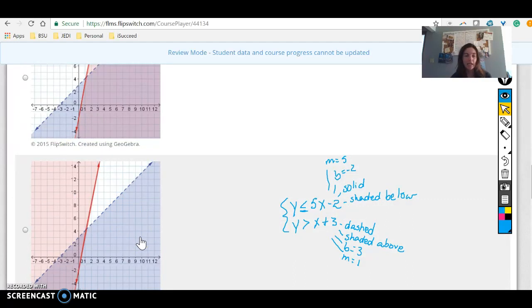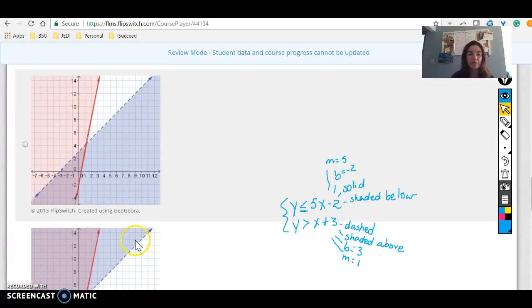Let's see. This third graph, again, has the right lines. We've got the dashed and solid in the right place. The slopes are right. But again, the shading is off for both of them this time. The y is less than or equal to 5x minus 2 is actually graphed as y is greater than or equal to. The shading is above the line, and vice versa with the blue.